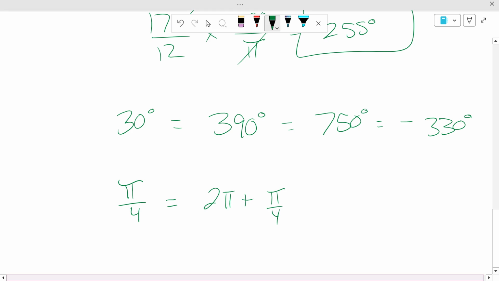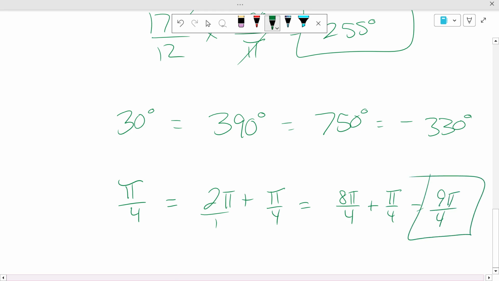Oh, fractions. You guys hate fractions. But too bad, you have to work with them sometimes anyway. To add or subtract fractions, you need a common denominator. I only have one denominator here, and that's a 4. If I put a 1 down here, the common denominator is going to be 4, right? So I have to multiply top and bottom of this one by 4, so I get 8 pi over 4, which is the same as 2 pi, plus pi over 4 is 9 pi over 4. 9 pi over 4 is coterminal with pi over 4, because they're 2 pi apart.